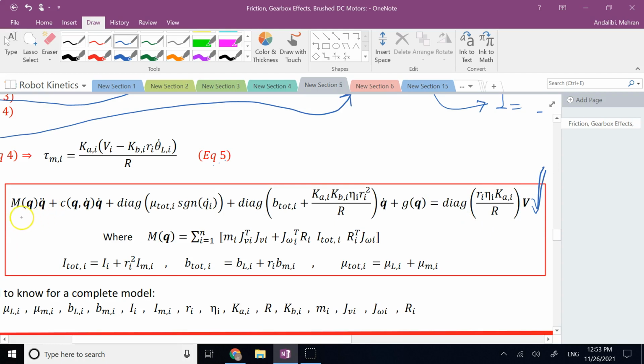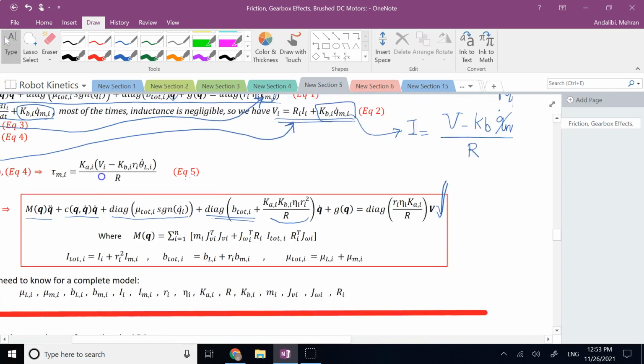In this equation, this is the electromechanical model of a robot driven by brushed DC motors. Your M q double dot is the same. The centripetal and Coriolis terms are the same, composed of Christoffel symbols. The static friction, the viscous friction, right? There is one term now that you have to add to the viscous friction, and that is the back EMF friction, right? And that's what you can see here.